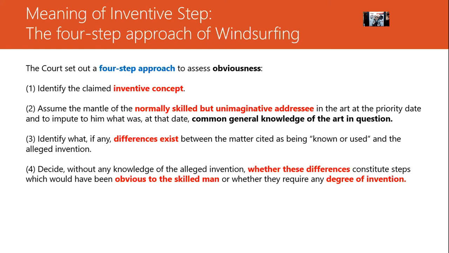Third step, identify what, if any, differences there are between the matter cited, known or used, and the alleged invention, okay? Now you have to compare what the technical differences, or technical feature differences, are between the cited prior art and your inventions. And decide, without any knowledge of the alleged invention, whether these differences constitute steps which would have been obvious to a skilled man. Is your invention obvious to a skilled man, I mean a POSITA, we call it? Or whether it required any degree of innovation.